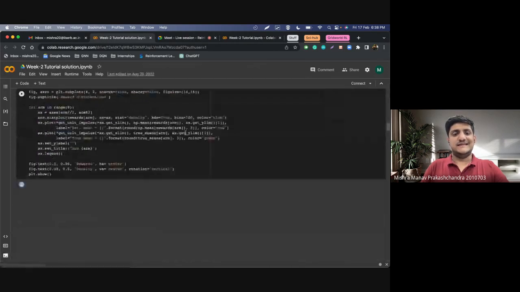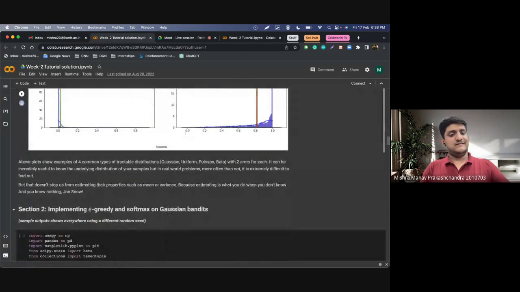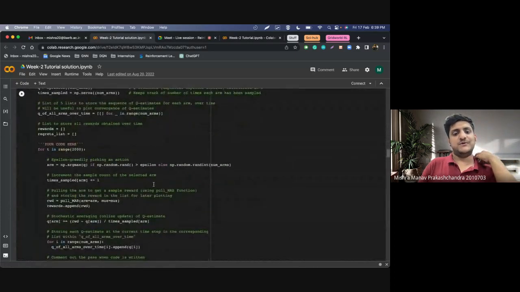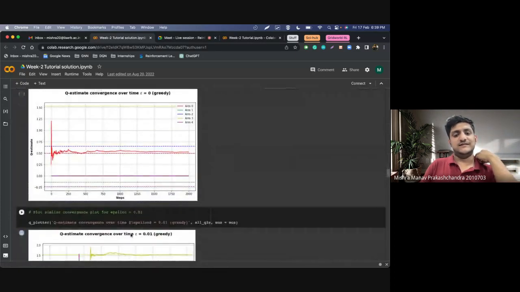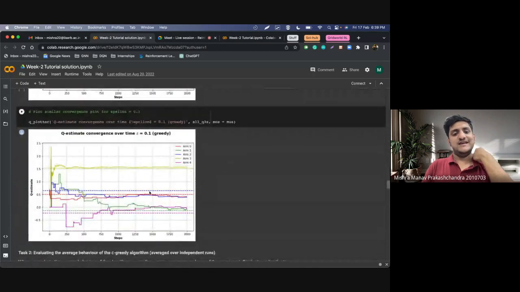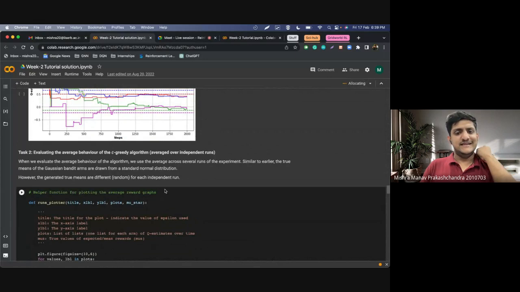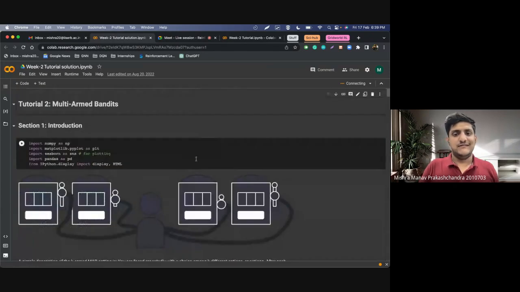So here, I think I have already solved the solutions for this problem. So we saw similar results for the epsilon 0.1. Now what we want to do is maybe try and see how the average behavior of the epsilon greedy looks like. Okay, so I just quickly need to run from here.